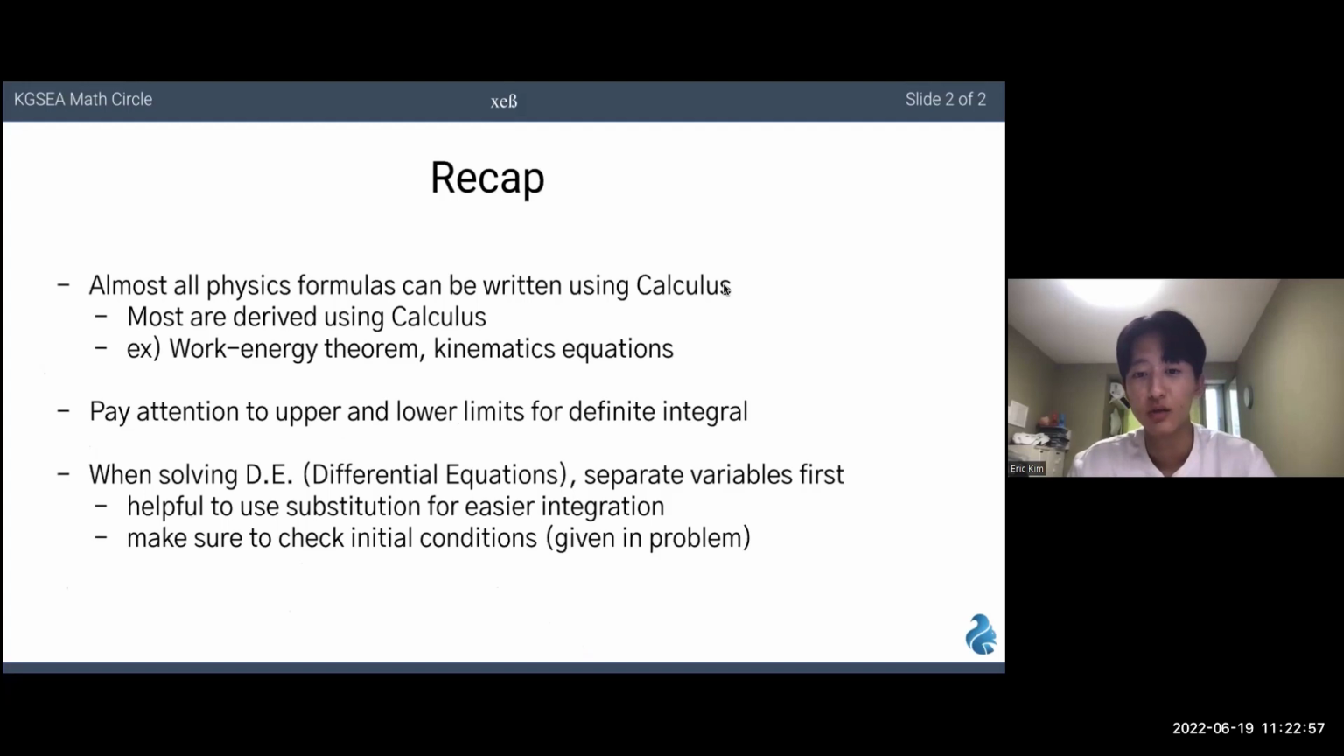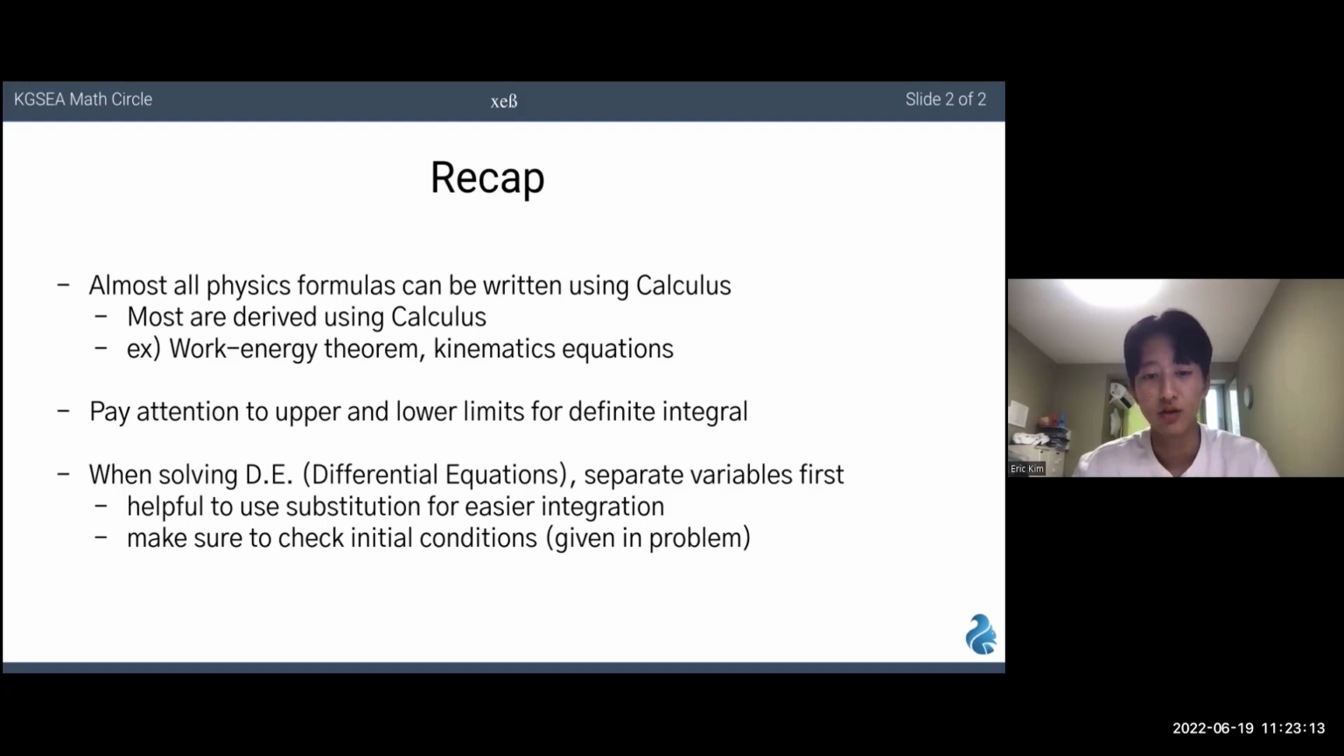To summarize, almost all physics equations can be written and derived using calculus. Examples are the kinematics equations and the work-energy theorem. When integrating, you should pay attention to the upper and lower limits because most physics problems will be based on definite integrals.